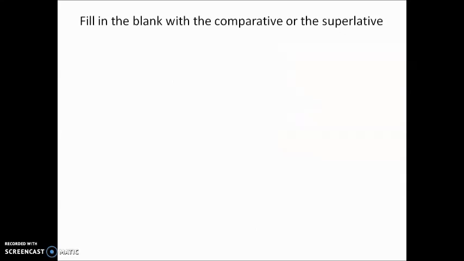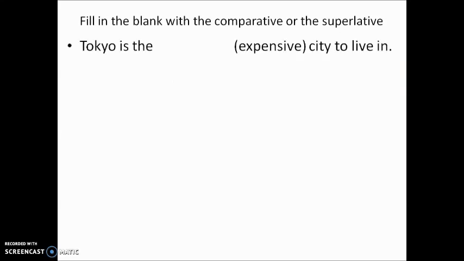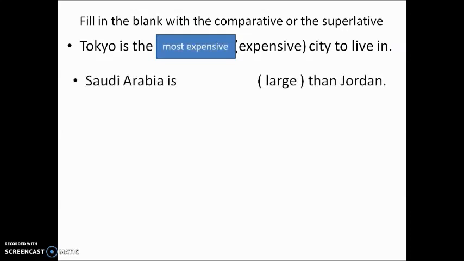Now let's do this exercise. We want to fill in the blank with the comparative or the superlative. Tokyo is the expensive city to live in. Here we can use the superlative. We say the most expensive. Another example: Saudi Arabia is larger than Jordan. Here we are comparing between two countries, Saudi Arabia and Jordan, and we say larger.